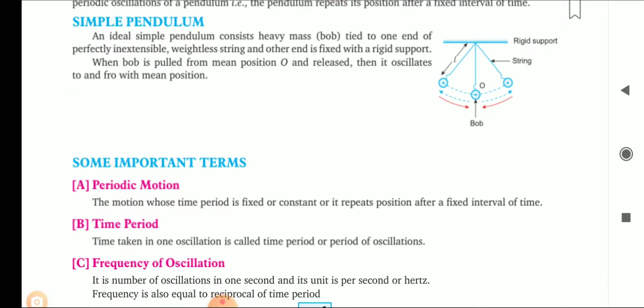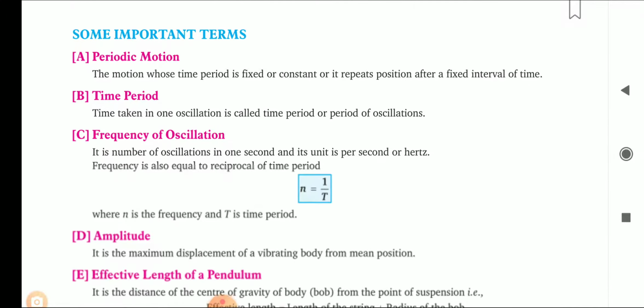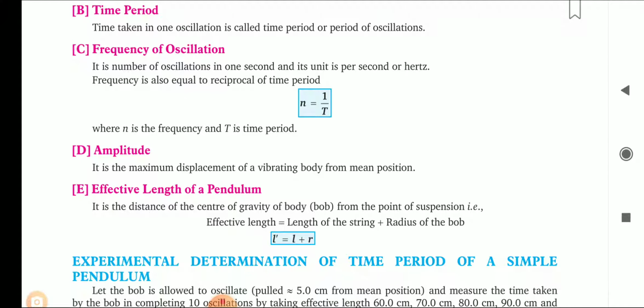In terms of this simple pendulum, you can see the bob is hanging, and the bob going to the extreme is its amplitude. Again going to the extreme on the other side, that is also its amplitude. So it is the maximum displacement of a vibrating body from its mean position.